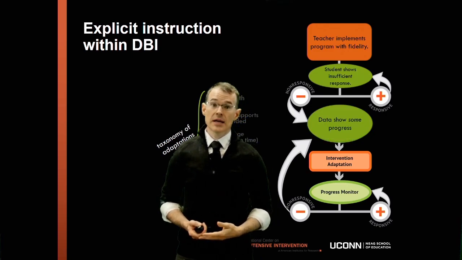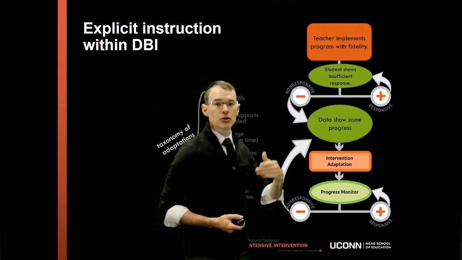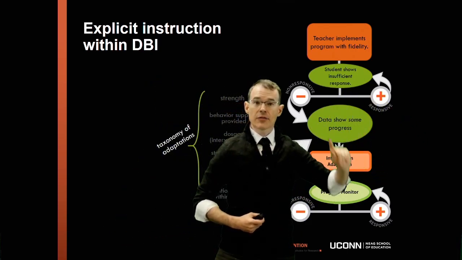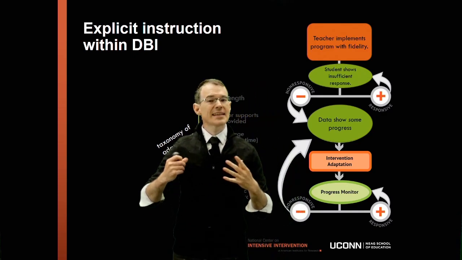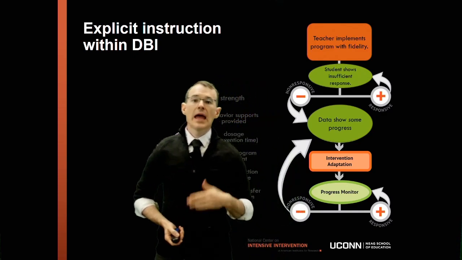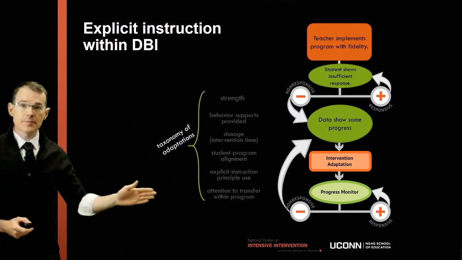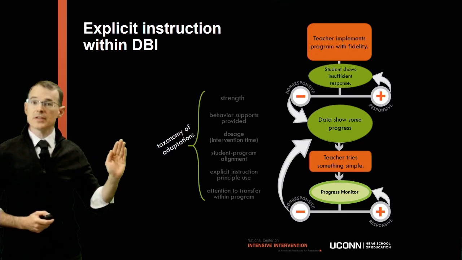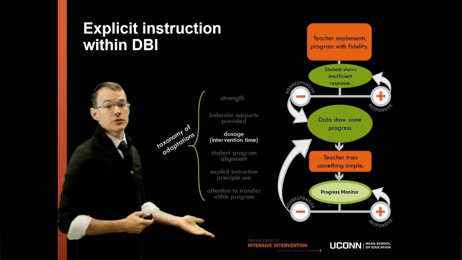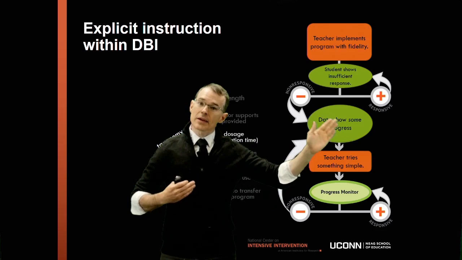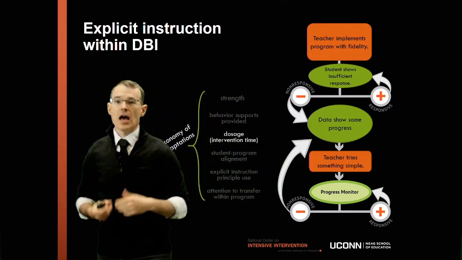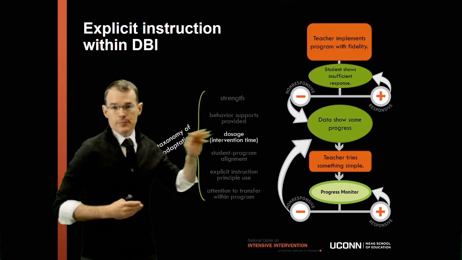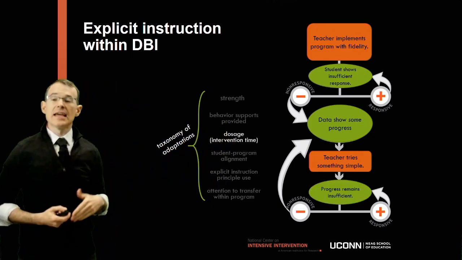Well, then we look at some diagnostic data. In this instance, the teacher looks at the data and the student shows some progress. And we highlight the word some because the student's progress is not great, but it's not zero. Then the teacher looks at the taxonomy of adaptations and decides to do something simple. And a simple thing to do is to increase the dosage for the student. So if the student's making some progress, great, we can increase the dosage a little bit. If the student gets more time, maybe that will make the progress go from here to here. In this instance, it doesn't work.